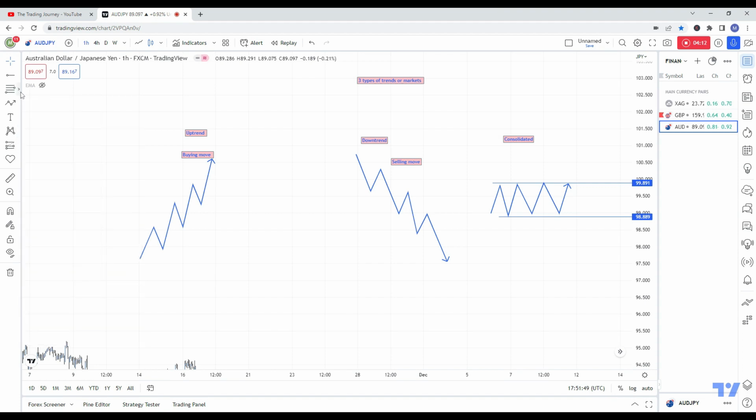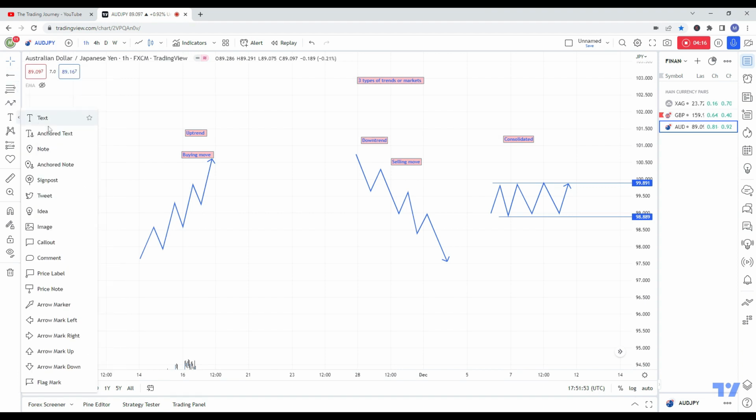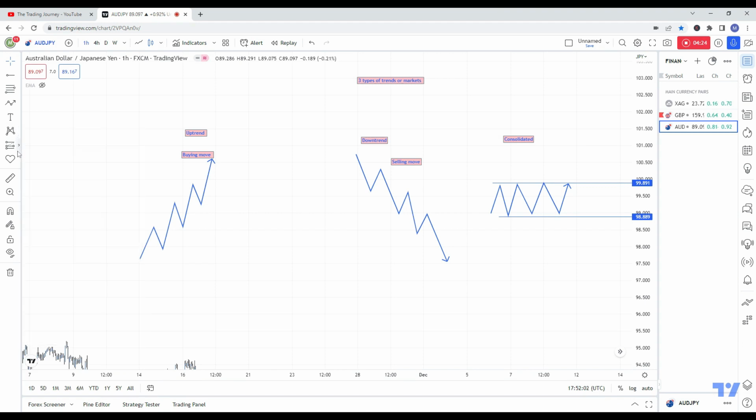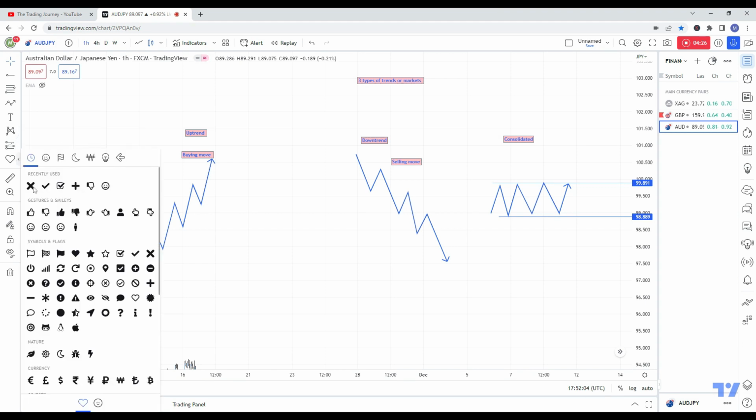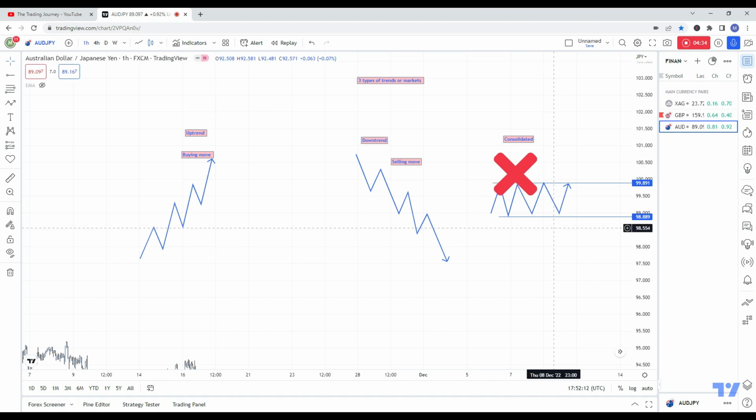Where is the X? Right. Big X on the consolidated market. We don't want it. We don't like it. So no. We only trade a downtrend and an uptrend market.